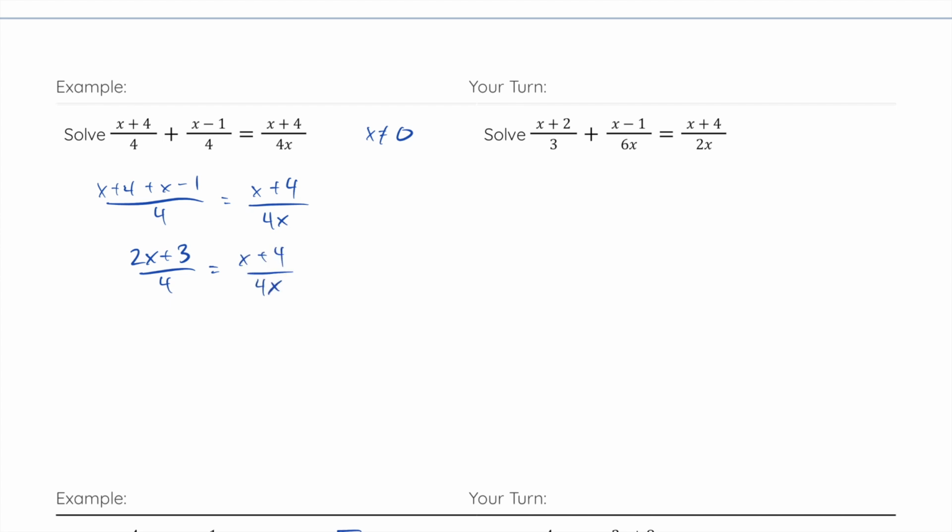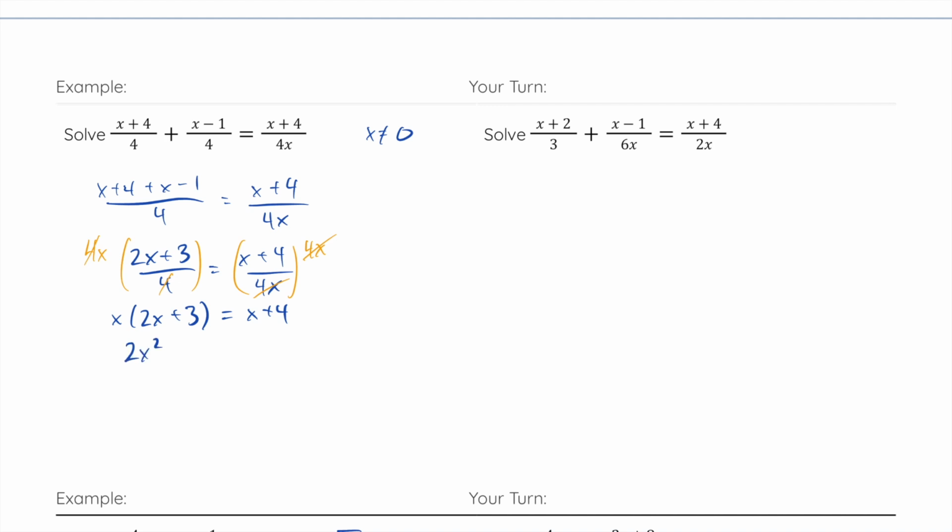Now if I multiply both sides by 4x, I'm going to write that out here. So this is what we're actually doing. We multiply both sides by 4x. You see that this 4x would divide by this, and this 4 would divide with that 4, but we'd be left with an x there. So that gives us x times 2x plus 3 equal to x plus 4.